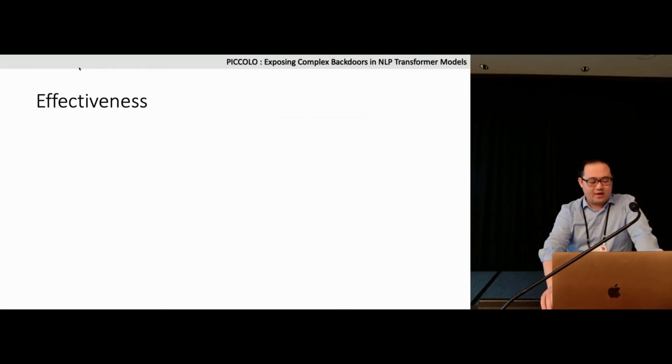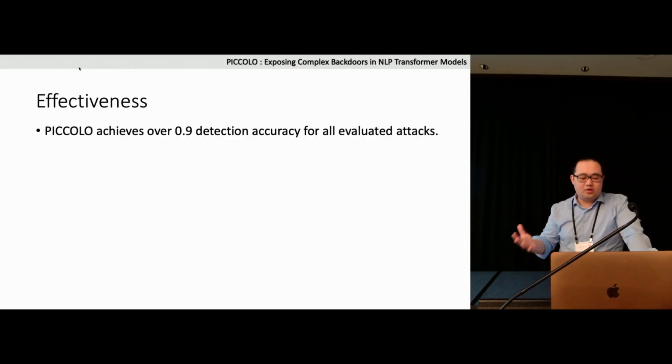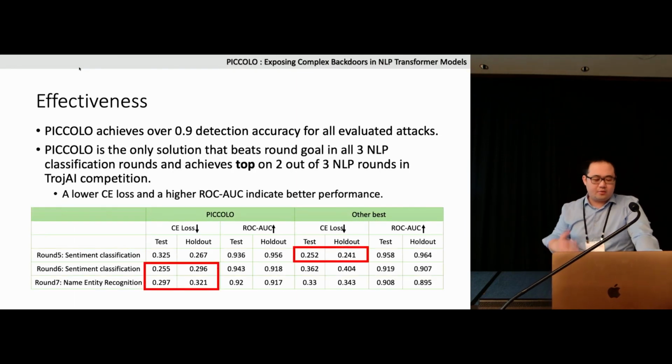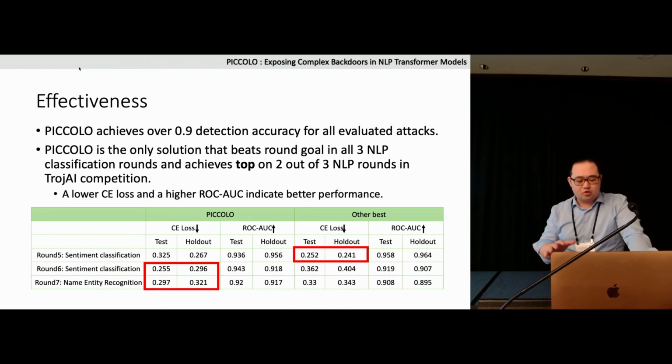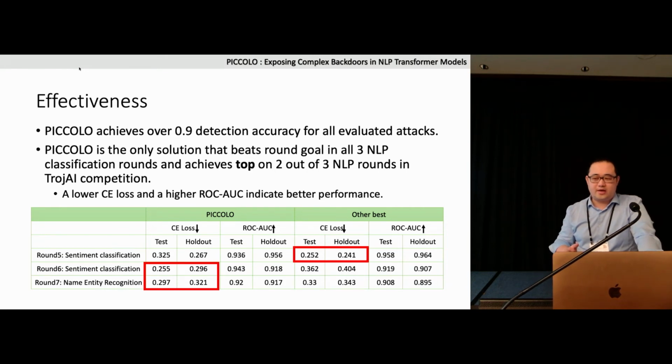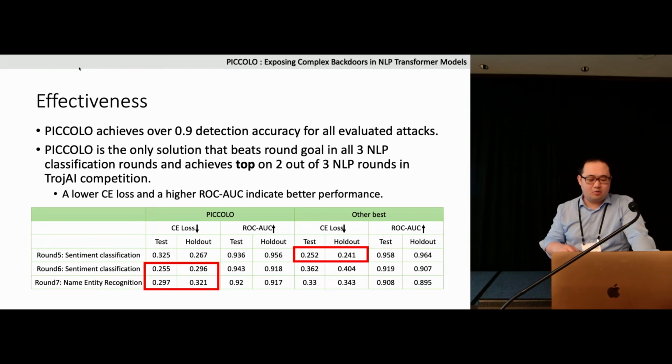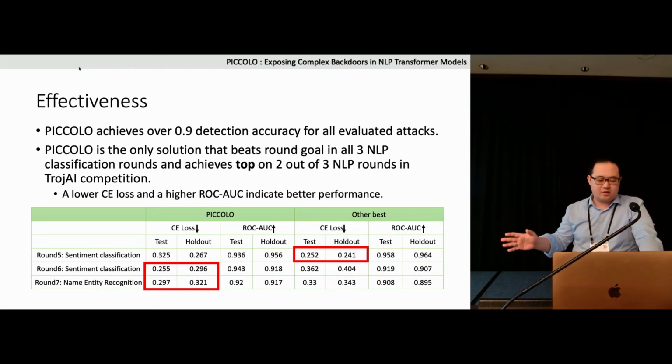In effectiveness, our PICCOLO achieves over 0.9 detection accuracy for all the evaluated attacks. In the TrojAI competition, PICCOLO is the only solution that beats the round goal in all 3 NLP classification rounds, and PICCOLO achieves the top on 2 out of 3 NLP rounds in the TrojAI competition. Here I show a table of the TrojAI leaderboard with our method PICCOLO and other teams' best submissions.